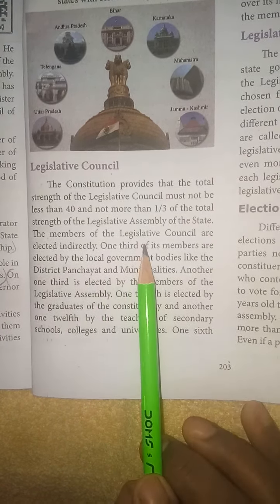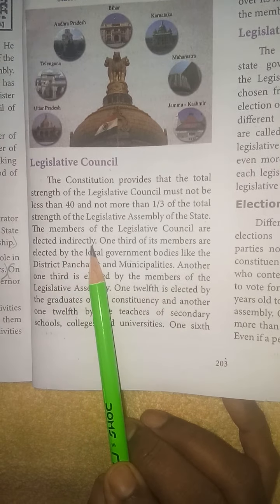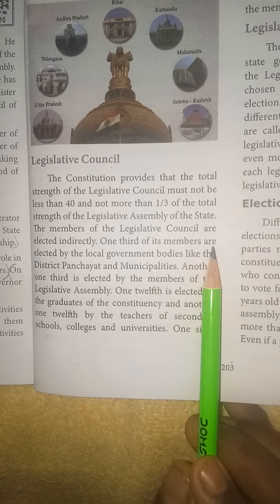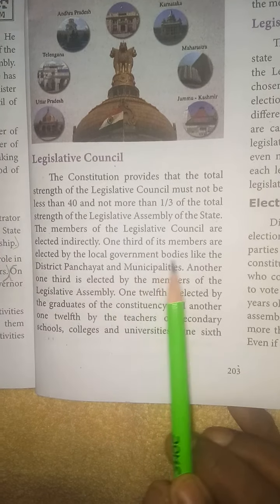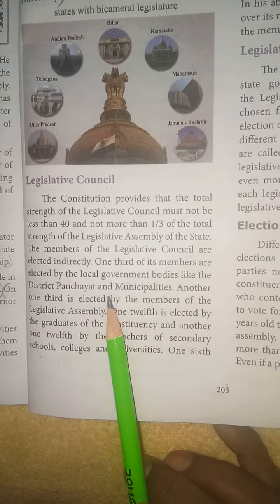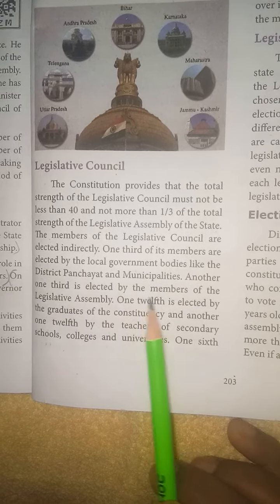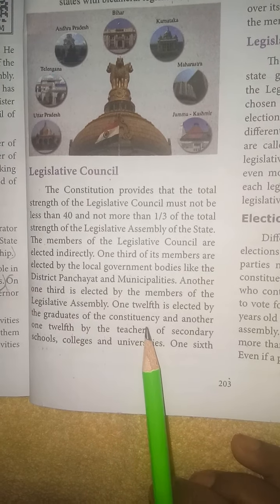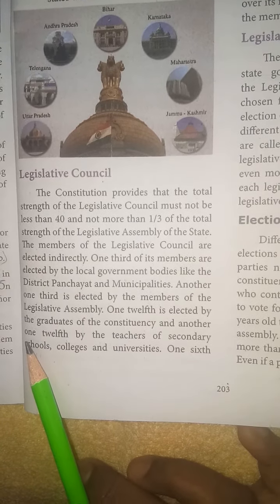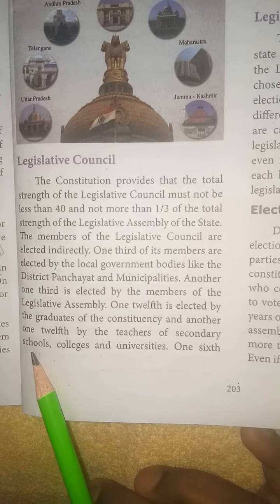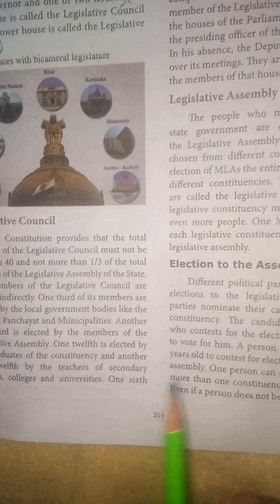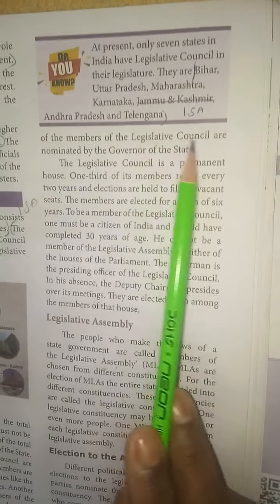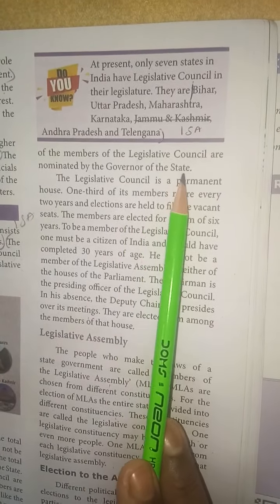The members of the legislative council are elected indirectly, that is Maraimuga Therdal. 1/3 of its members are elected by local government bodies like the district panchayat and municipalities. Another 1/3 is elected by the members of the legislative assembly. 1/12 is elected by the graduates of the constituency and another 1/12 by the teachers of secondary schools, colleges and universities. 1/6 of the members of the state legislative council are nominated by the governor of the state.